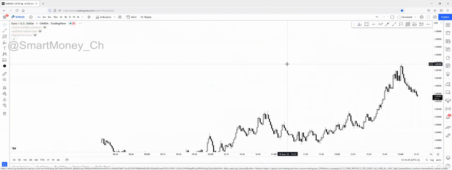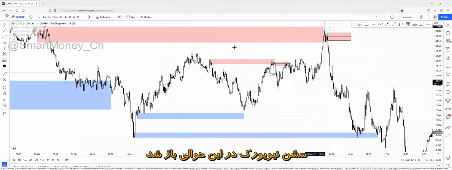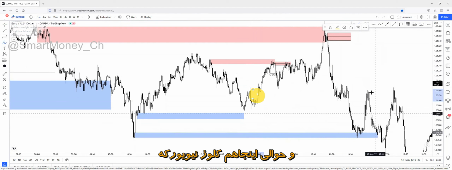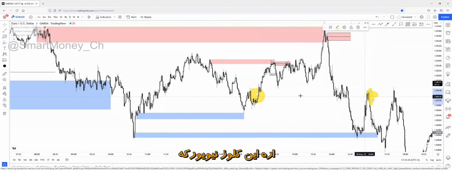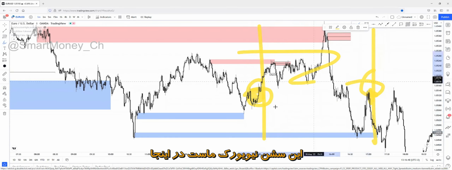And let me switch to the 1 minute chart. So, the New York session opened right here at this region. This was New York open, and this was New York close somewhere around here. Yes, this was New York close. So the New York session lasted from this point to this point. This is our New York session right here.